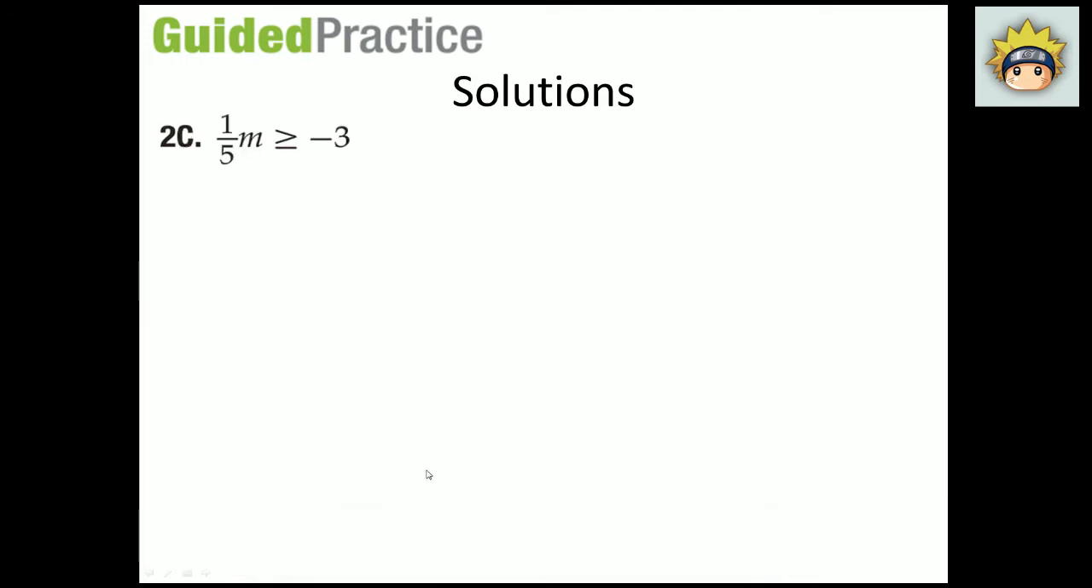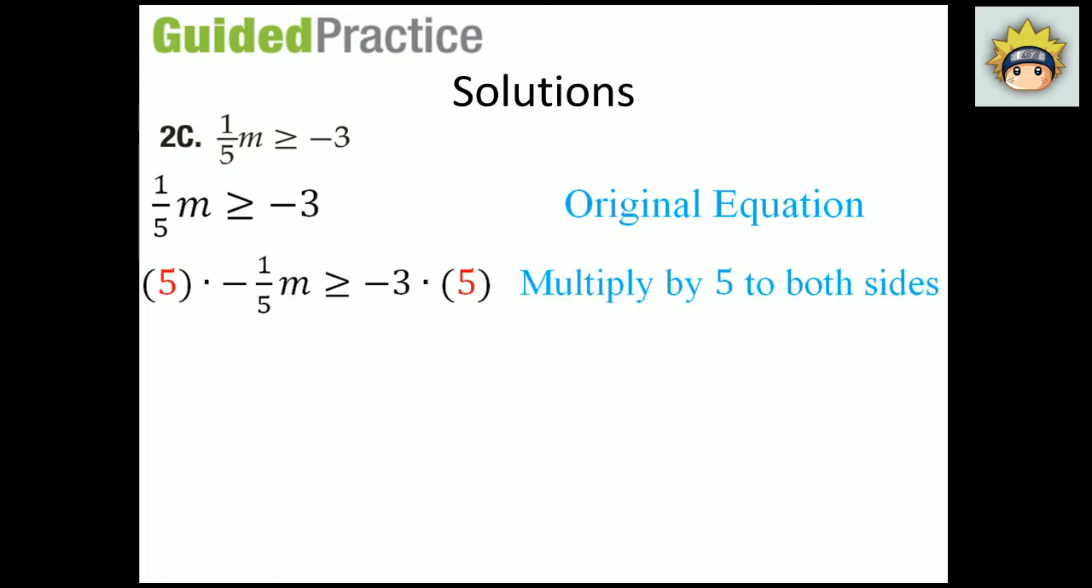Next, 2c. 1 over 5m is greater than or equal to negative 3. First, write my original equation, which is 1 over 5m is greater than or equal to negative 3. I have to multiply each side by 5, because what is the inverse property of divide by 5? Multiply by 5. I multiply both sides by 5.